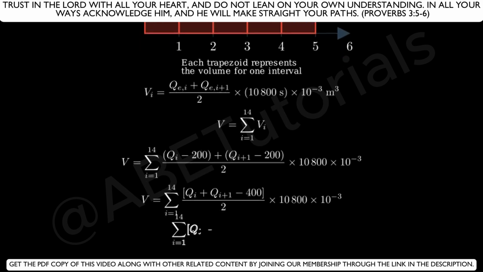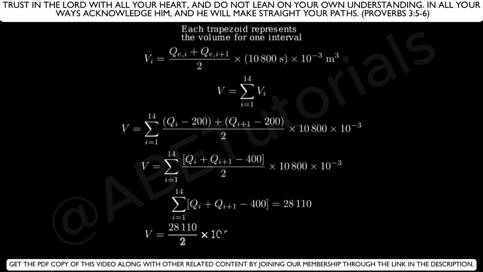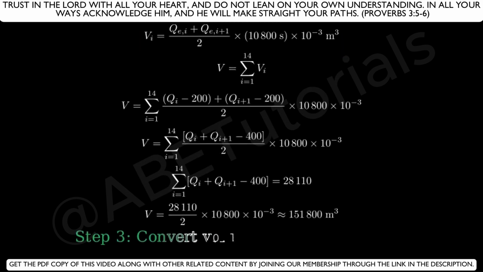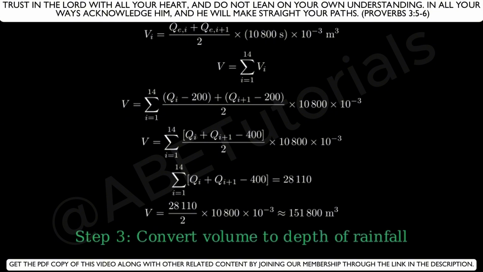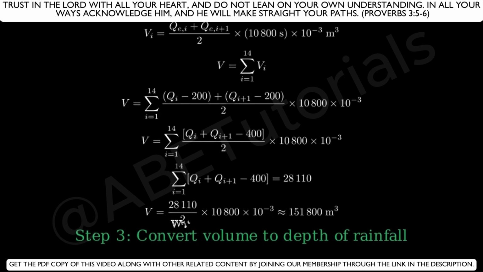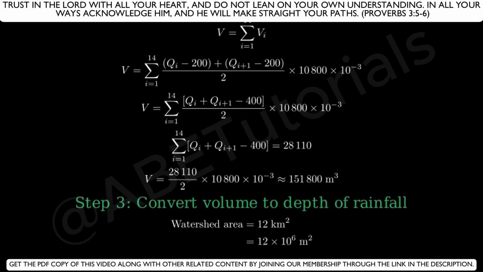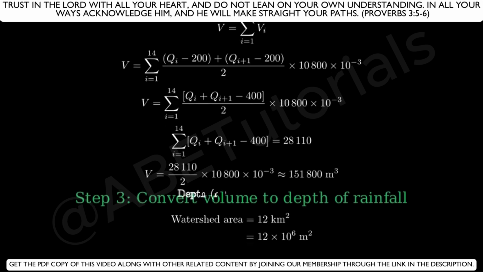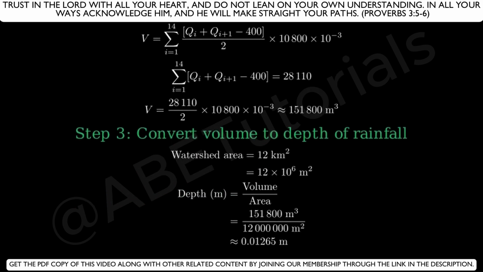Step 3. Now, we need to convert this volume of water to an equivalent depth of rainfall over the entire watershed. The watershed area is given as 12 square kilometers, which equals 12 million square meters. To find the depth, we divide the volume by the area. Depth equals volume divided by area, which is 151,800 cubic meters divided by 12 million square meters, which equals approximately 0.01265 meters. Converting to millimeters, we get 12.65 millimeters.